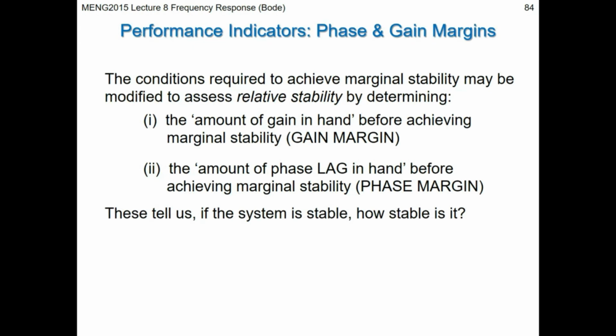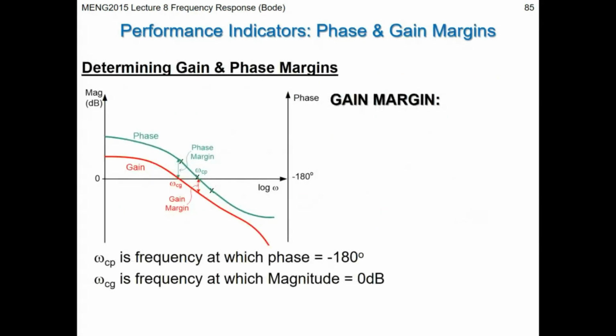These two measures, the gain margin and the phase margin, tell us not only whether the system is stable, and if they're positive values, the system is stable, but also how stable it is. The smaller the values in each case, the less stable the system.